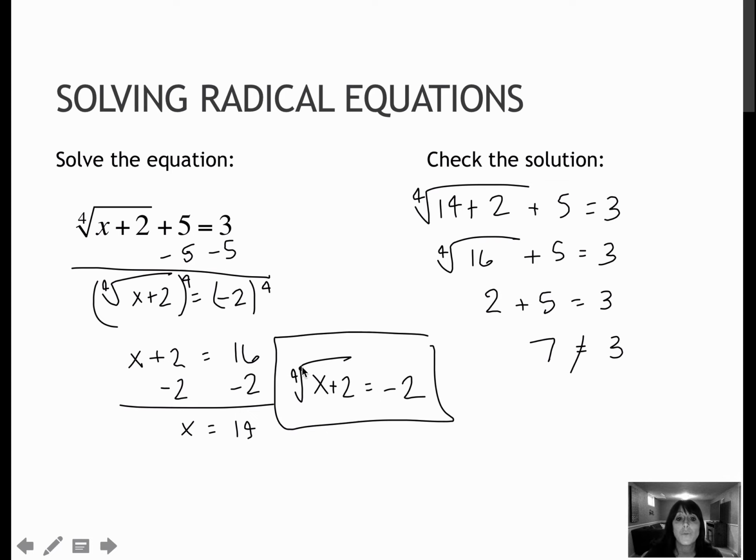At this point, before I took each side to the fourth power, I could have looked at this and said, well, I'm taking an even root and I'm getting a negative value, and I know for sure that's not going to work. But if I get to this point and solve it and find that x is 14, I know that when I plug it back in, obviously that's not going to work out.